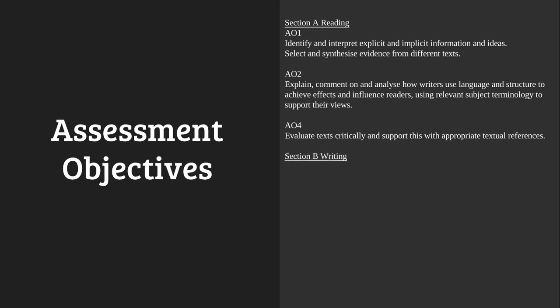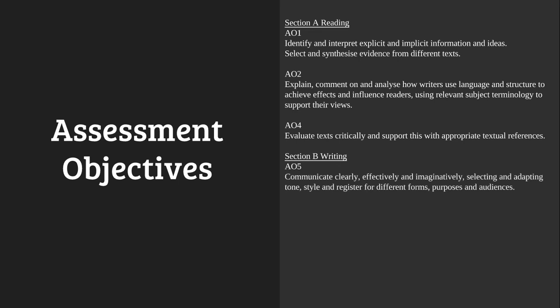So for section B, which is the writing section, we get AO5, which is to communicate clearly, effectively, and imaginatively, selecting and adapting tone, style, and register for different forms, purposes, and audiences. So this is writing standard English, a description, a narrative, or, in paper 2, obviously for those last 2, an argument and a persuasive piece. And then how to organise your information and ideas using structural and grammatical features to support coherence and cohesion of text. So that's your organisation and your content.